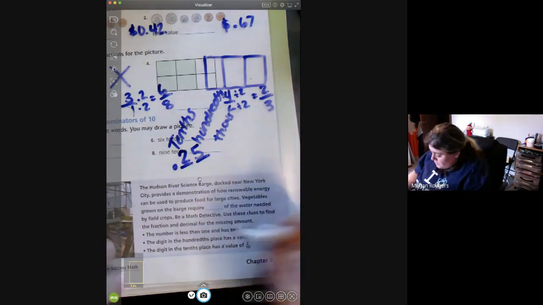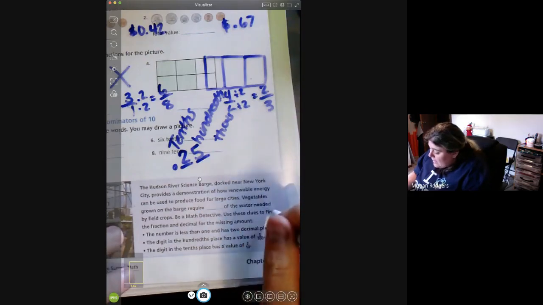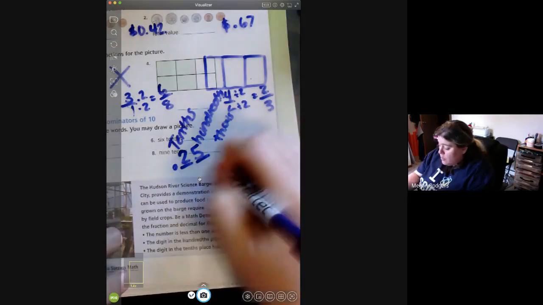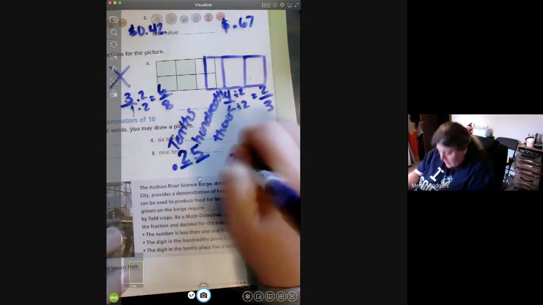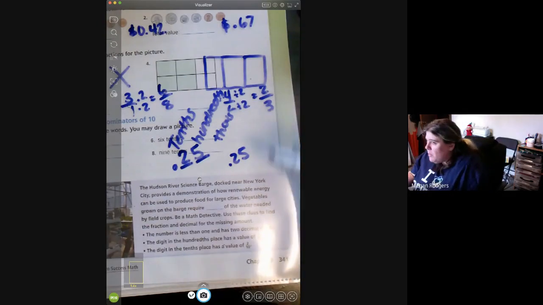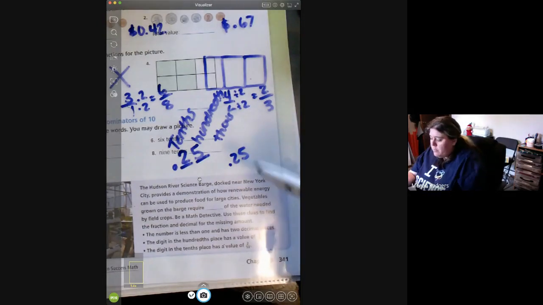So it wants me to write the fraction and decimal. Okay, well, the decimal is easy. Decimal is 0.25. We got that. But now, what is that as a fraction? And remember, we did talk about this real briefly before.